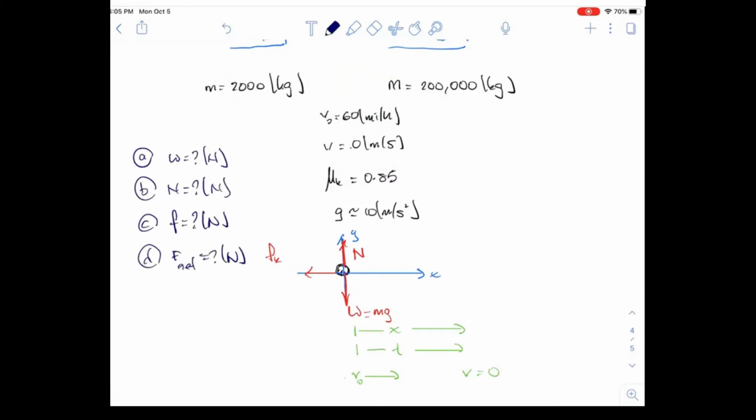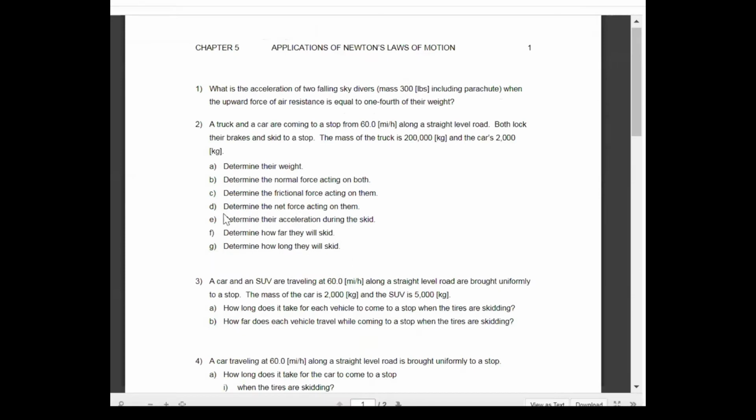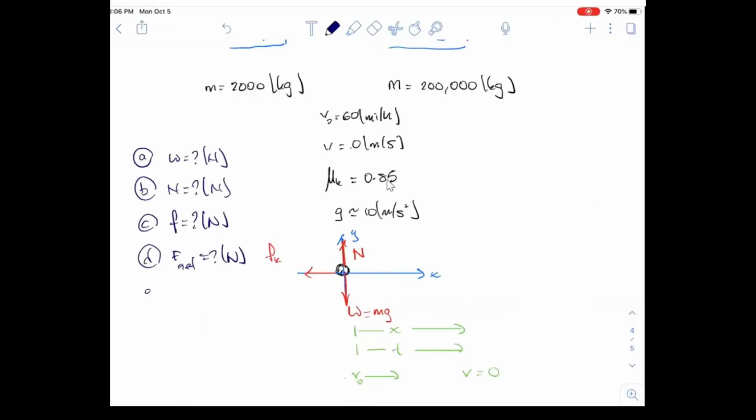And then we've got to do more. What else do we need? Determine the acceleration, determine the distance that it's going to skid, and then determine the time it takes for it to come to a stop. So E is determine the acceleration. F is the distance it takes for it to come to a stop, maybe expressed in terms of feet. And G, lastly, is the time it takes for it to come to a stop. A bunch of stuff that we need to do.